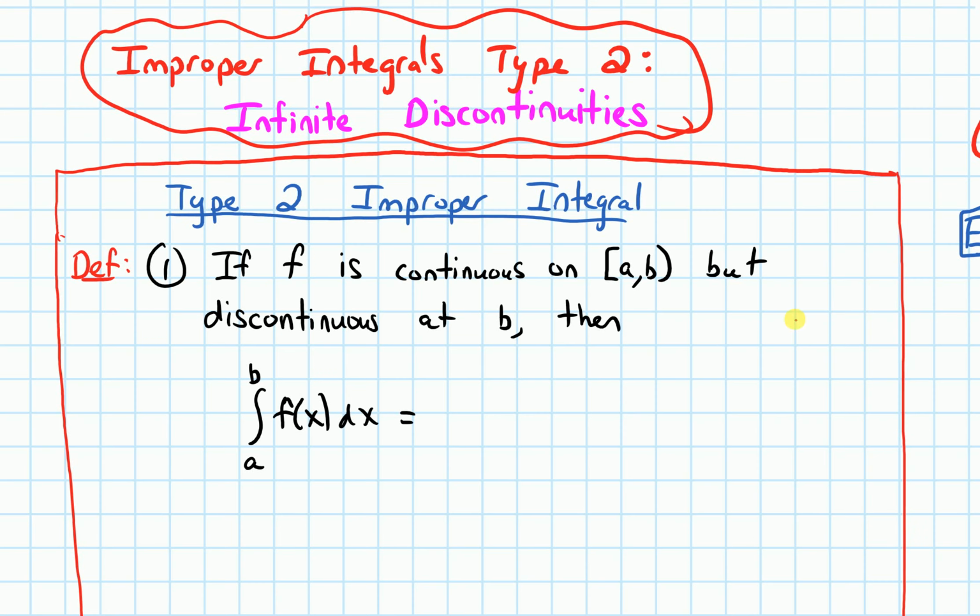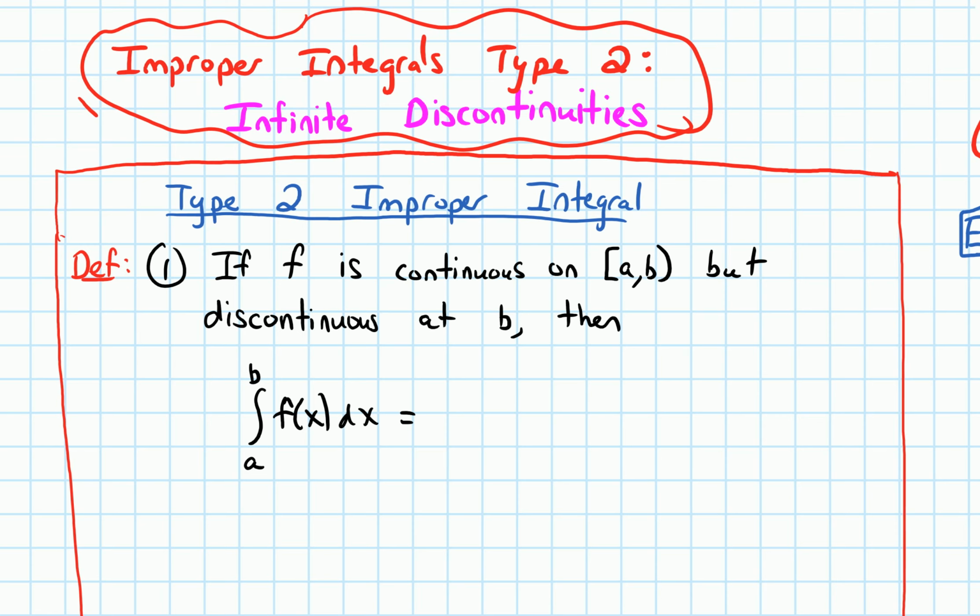In this video, we are going to talk about how to evaluate improper integrals of type 2. So these are integrals that involve functions that have infinite discontinuities because of vertical asymptotes. All right, so let's begin with the formal definition.